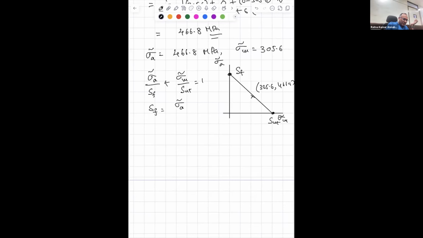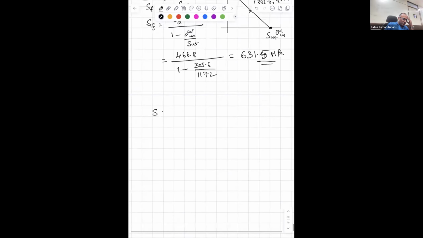that is sigma A tilde divided by 1 minus sigma M tilde by SUT. Sigma A tilde is 466.8 divided by 1 minus sigma M tilde, which is 305.6 by 1172. That comes out to be some 631.4 or 5 MPa. So this point is 631.5. Now you have S is equal to 1584 n to the power minus 0.094.